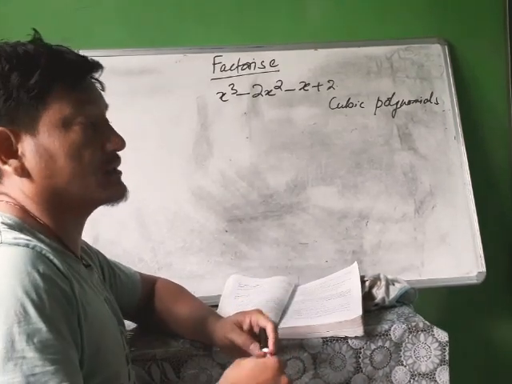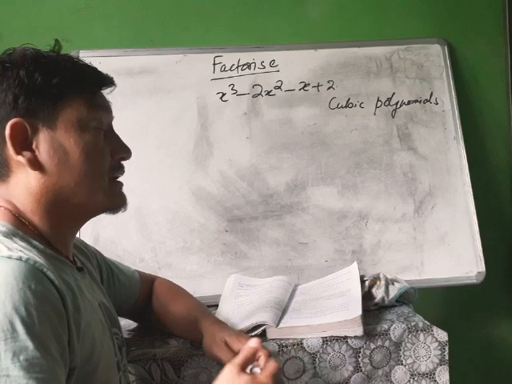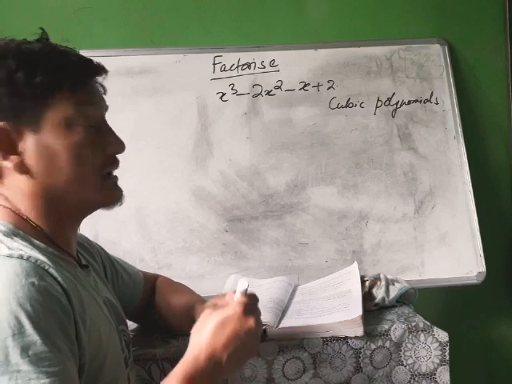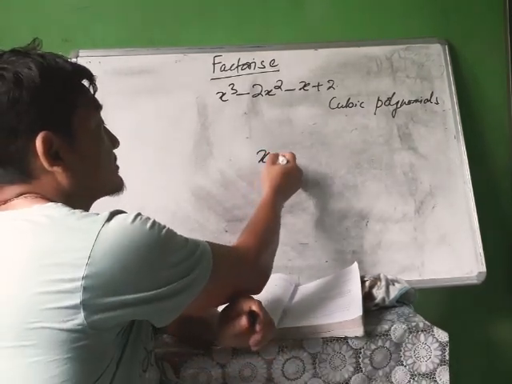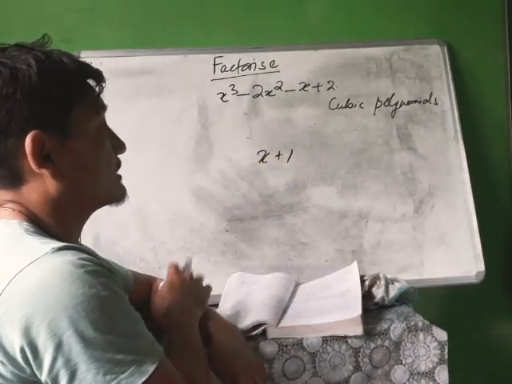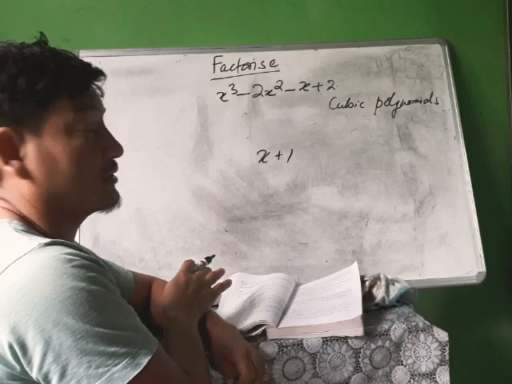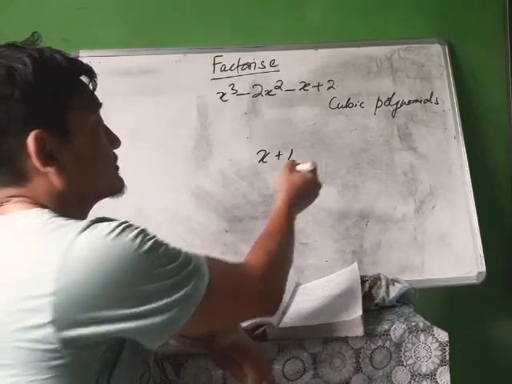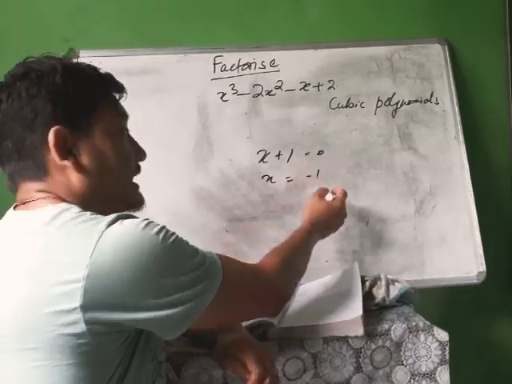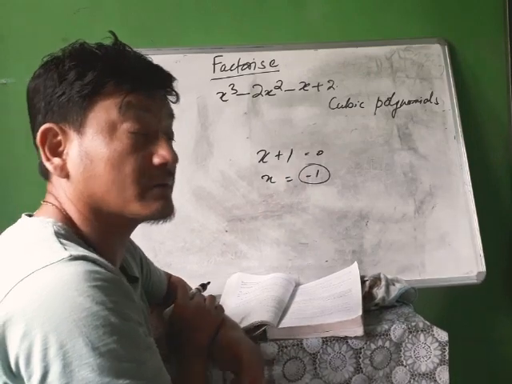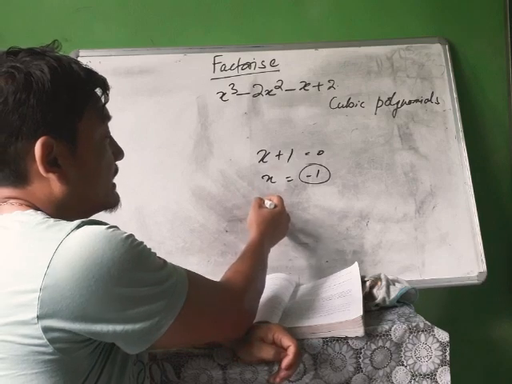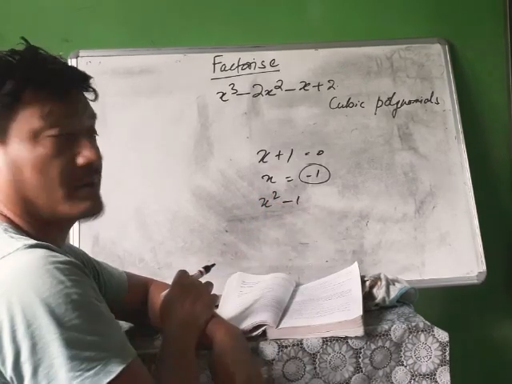Likewise for a linear polynomial, for example, I'll show it on the board. If you have x plus 1, which is a linear polynomial, the factor of this given polynomial will be x plus 1. From there you will find the root, so x will be minus 1. The value of x will be minus 1, and this minus 1 counts as the root of the given linear polynomial.